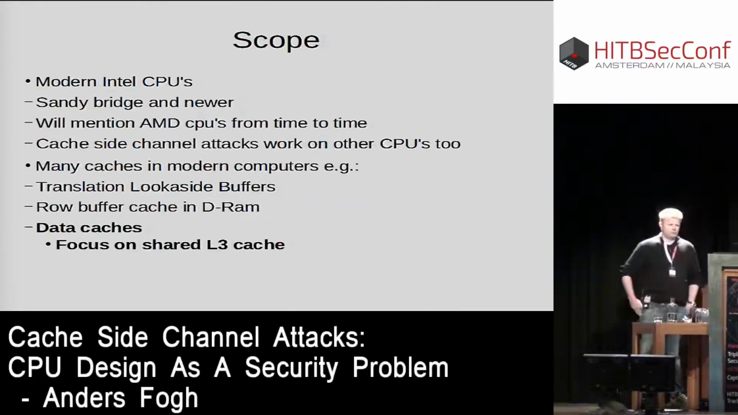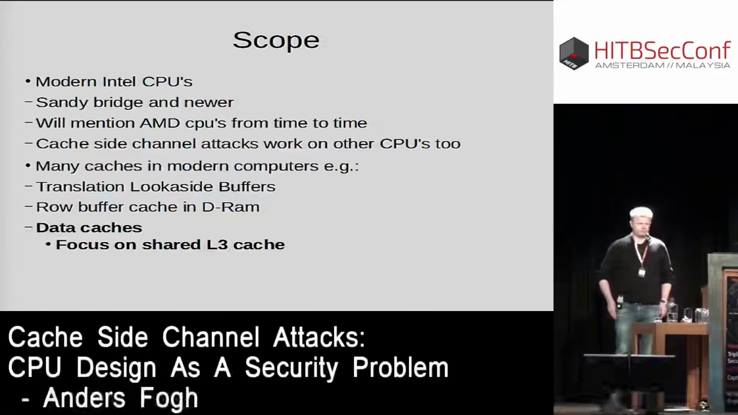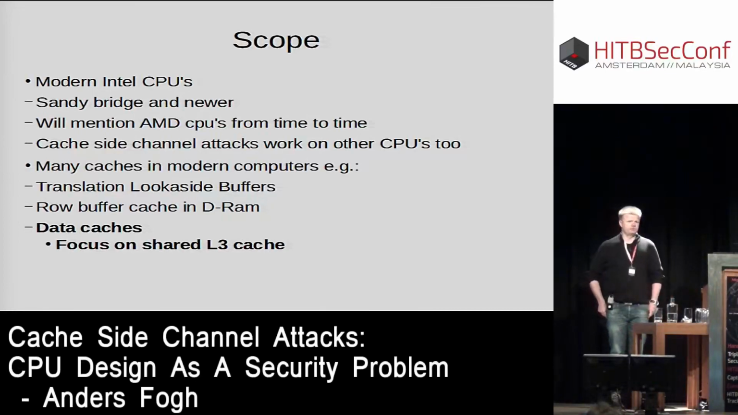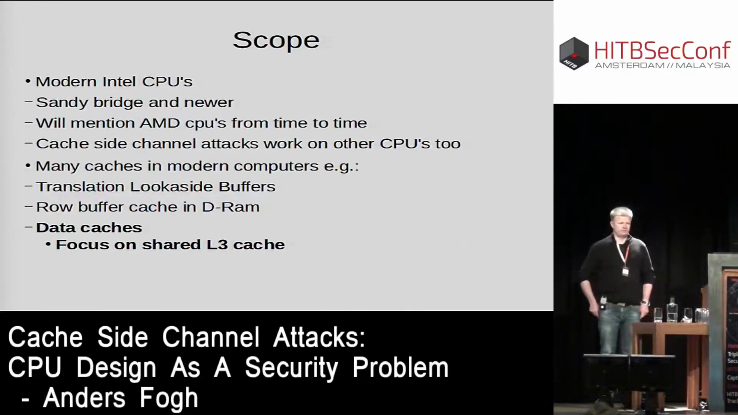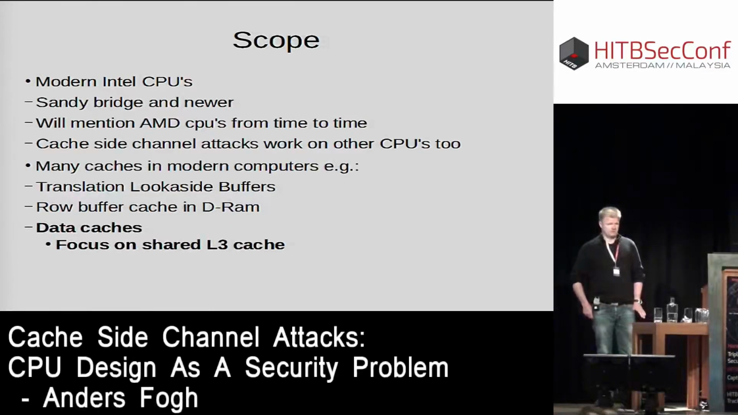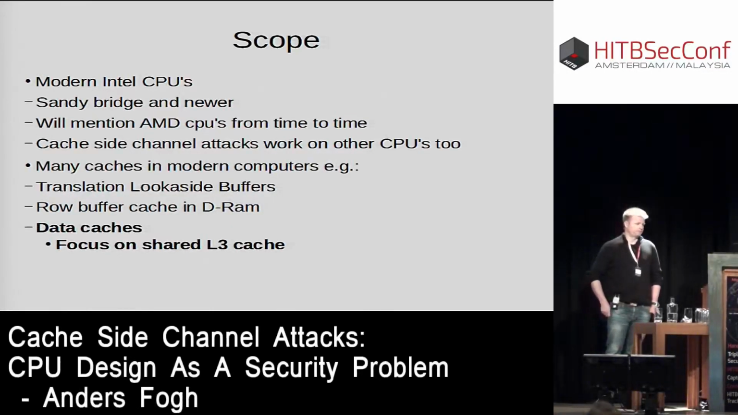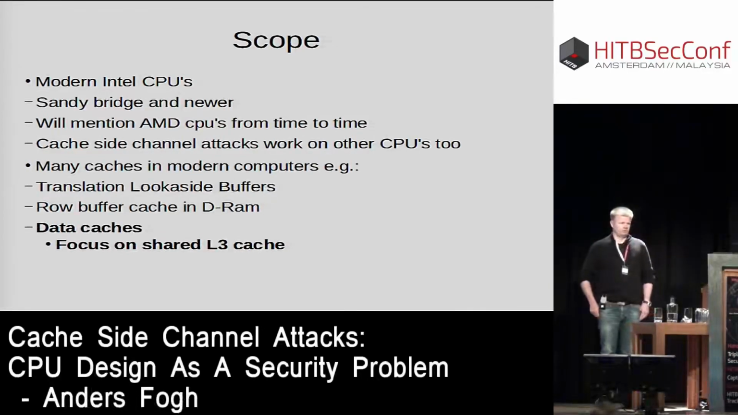You don't summarize a year's worth of research in an hour. So I'll restrict the scope here to modern Intel CPUs, specifically Sandy Bridge through Skylake. Probably the next generation will be vulnerable to these attacks as well. This means i3s through Xeon are affected throughout, most Celerons are, and some Atoms as well. I will mention AMD CPUs from time to time, just to point out the differences.